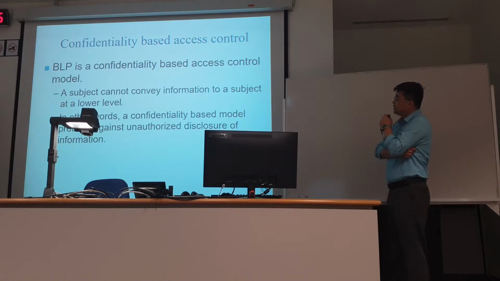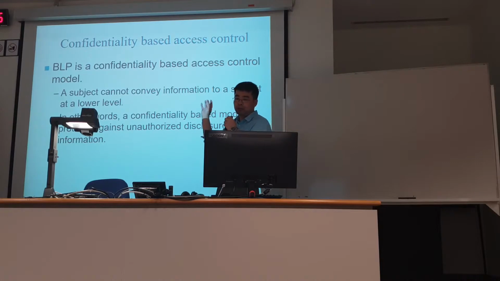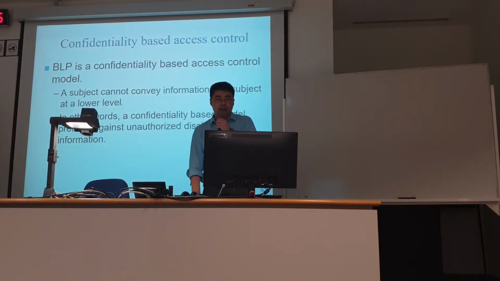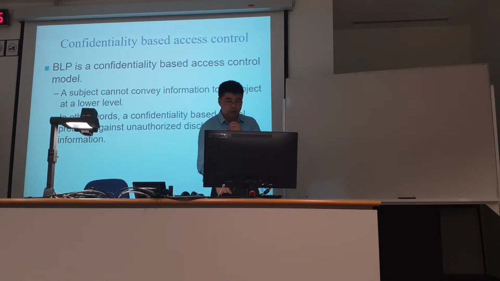And then BLP is a confidentiality-based model, so you can use the previous state transition approach to prove the system is in a secure state with regards to confidentiality, right? Because the BLP rules are to ensure confidentiality is preserved. That means sensitive data will not be disclosed to unauthorized users. So you prevent data from flowing from high level to low level. Data cannot flow from high level to low level. So this is a confidentiality-based access control.